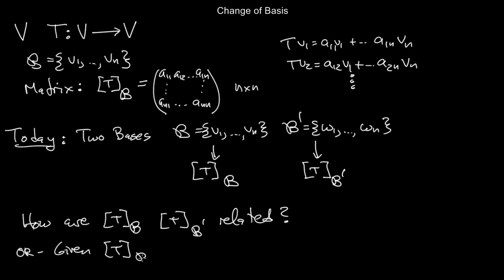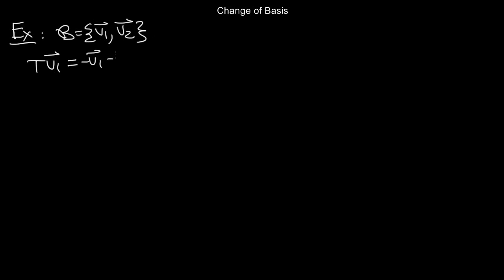Suppose I gave you the first one. How could you compute the second? How do you convert from one basis to another? Okay, well, the only thing to do is an example. So let's do the following example. Let's take our basis V1, V2. And suppose I told you the linear transformation in terms of V1. I told you that TV1 was minus V1 minus V2, and TV2 was 6V1 plus 4V2.